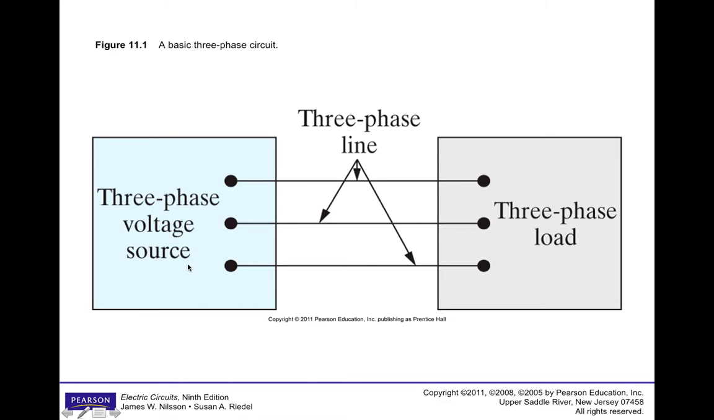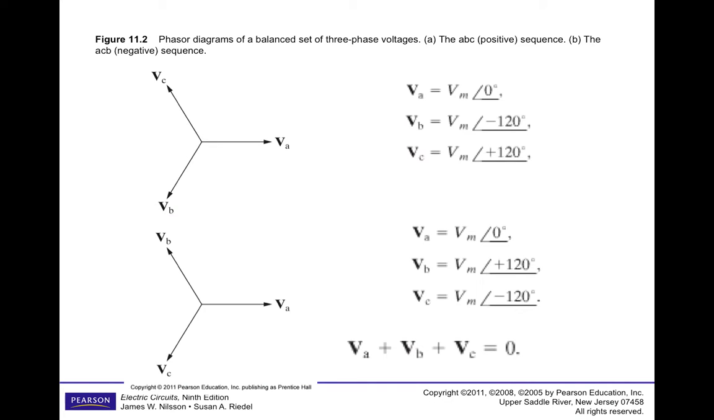You consider the source as one of the components, then you have your lines as a second component, and you have your load as a third component. And this is independent of how the three-phase is actually configured. You always will have a source, a line, and a load. So the terminology is important because people will talk about things like load voltages and line voltages and line currents, and you need to understand what that's referring to.